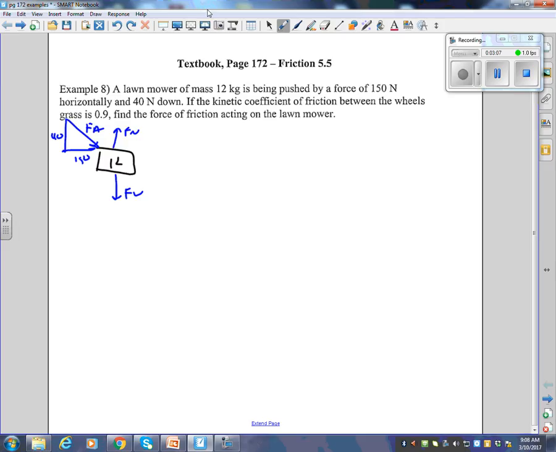So here all you are to find is the force of friction acting on the lawnmower. So we're probably going to use, don't write this down, mu equals FF over Fn, right? Because I've got the mu value, I'm trying to find FF, so I really need to find the normal force, right? And generally the normal force and the weight force are equal to each other, but in this case they are not because we have this 40 newtons down.